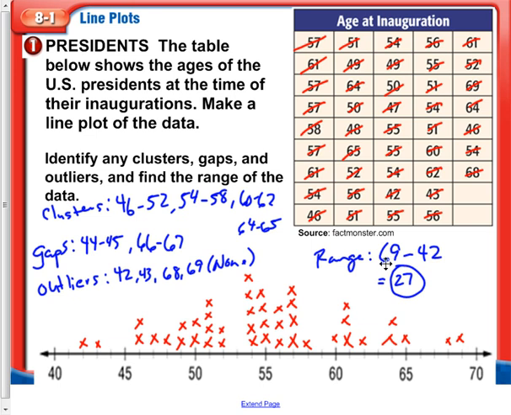You don't say the range is 69 minus 42. You say the range is 27. Range is just one number. And that one number represents that we have inaugurated presidents over 27 different ages, all the way from 42 and all the way as old as 69. So there's 27 years of difference between the youngest president ever and the oldest.